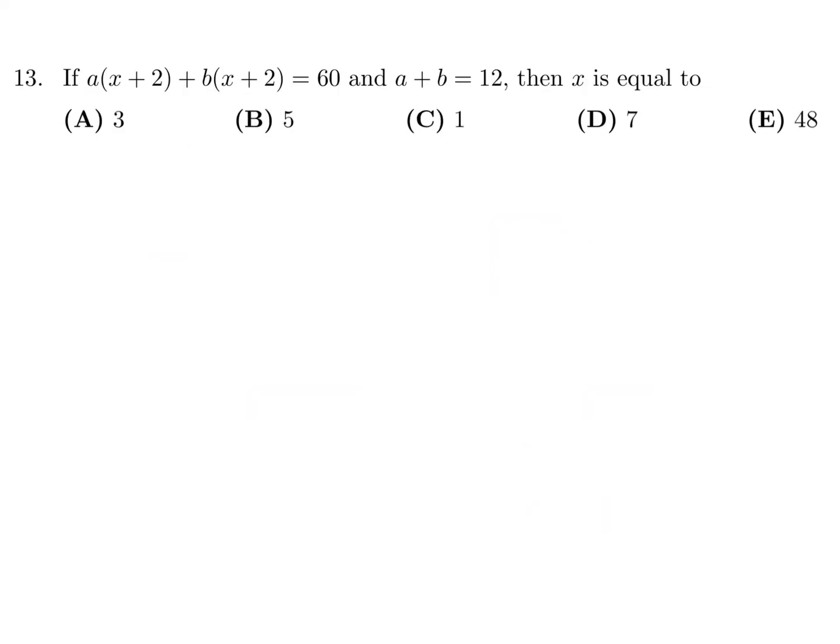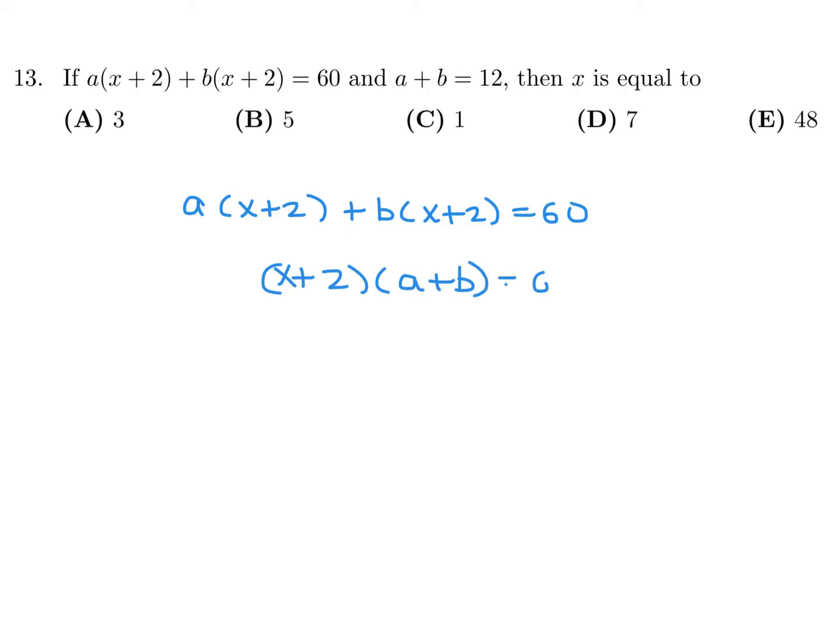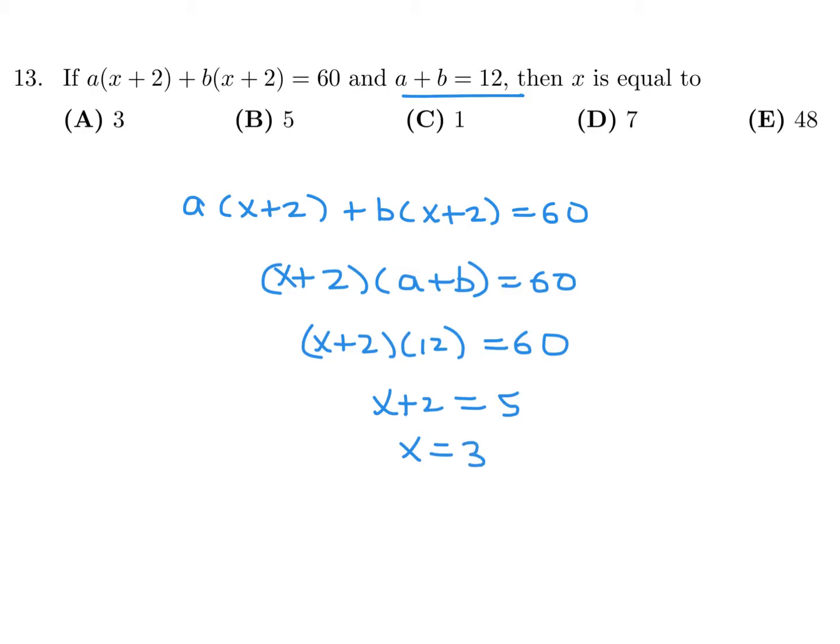If a times x plus 2 plus b times x plus 2 is 60, and a plus b is 12, what is x? A times (x plus 2) plus b times (x plus 2) is 60. So if I factor out the x plus 2, I will get (a plus b). Then they told me a plus b is 12, so substitute that in. Then divide through by 12, and you get x plus 2 is 5, I believe, if my math is good. And therefore, x would be 3. So number 13, the answer is A.